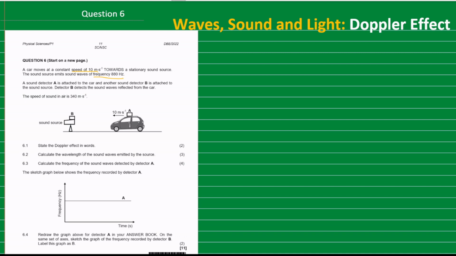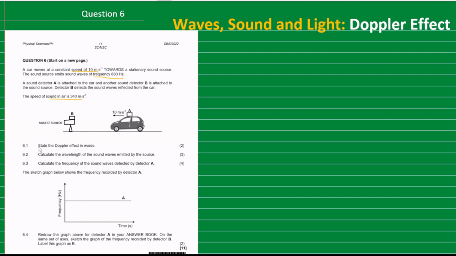Okay, and then it goes on to say that a sound detector A is attached to the car, and another sound detector B is attached to the sound source. Detector B detects the sound waves reflected from the car. The speed of sound in air is 340 meters per second. So we are given the information here.